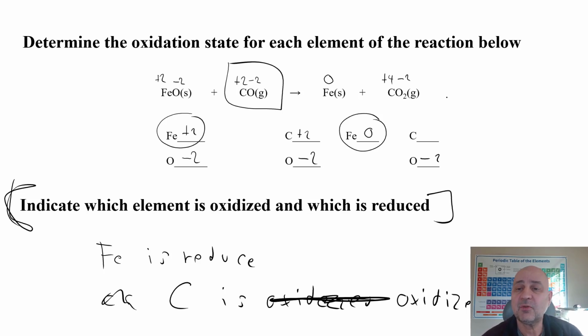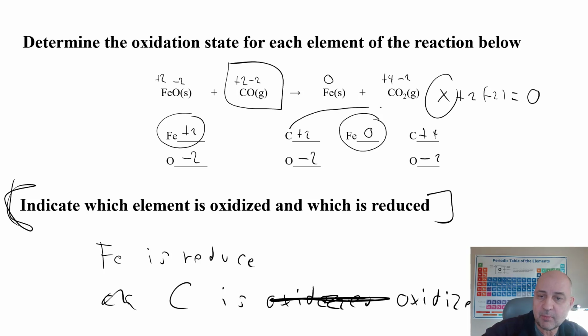Again, we have to take the charge of carbon, which I'm going to make X, plus 2 times the charge of oxygen, which is -2, has to be equal to 0. So if I solve this for X, I get that this is +4. So I know that there are 2 electrons that are lost. +2 to +4 means 2 electrons are lost. But I don't even ask you this in this problem here.